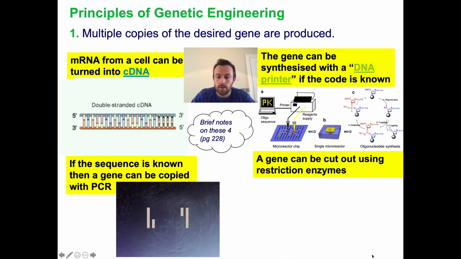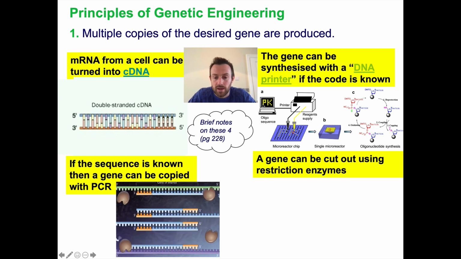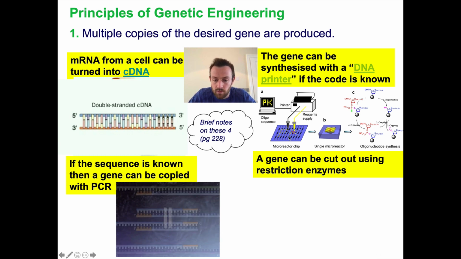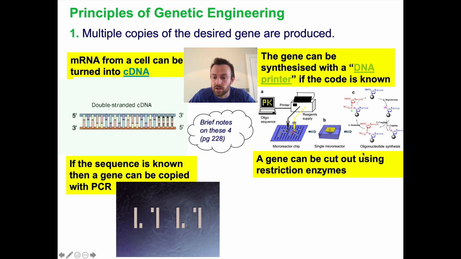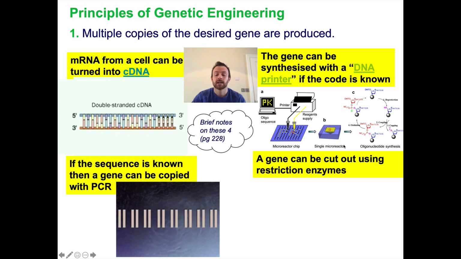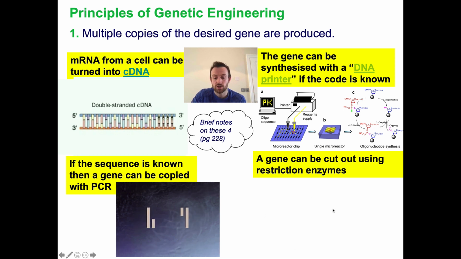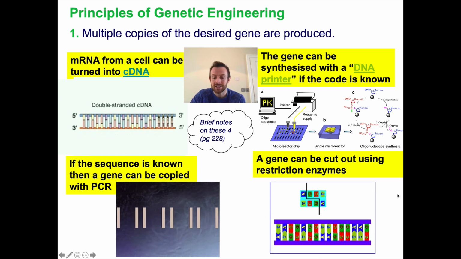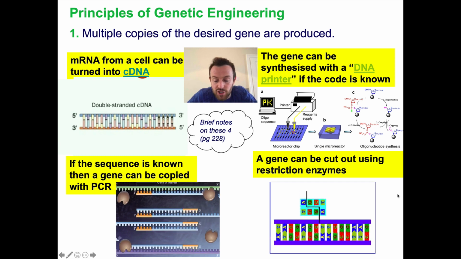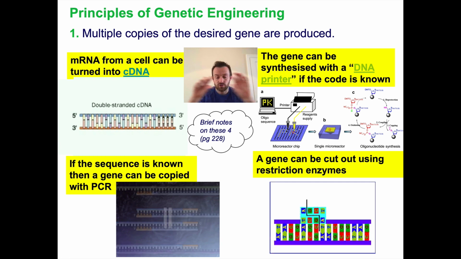So you don't need to know much at all about how this works, but here's a little image showing that we have the sequence, the printer prints it, it can print it on a chip, for example, and then we can put it into a vector. Finally, we can use restriction enzymes to cut out a gene from a longer stretch of DNA.